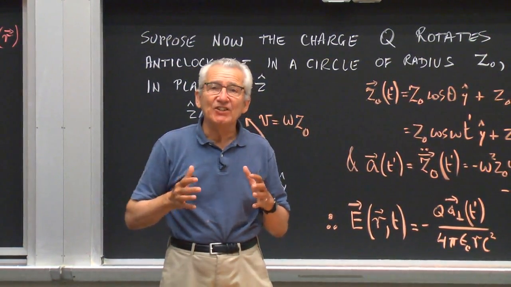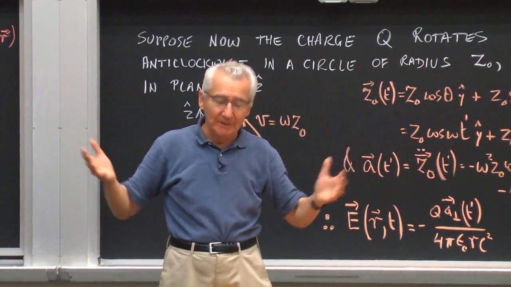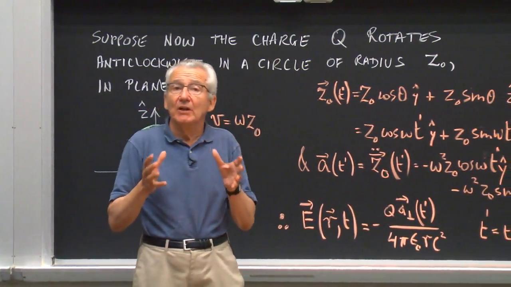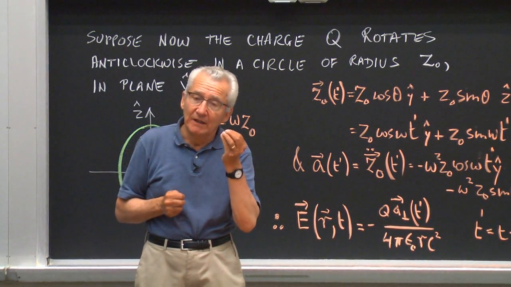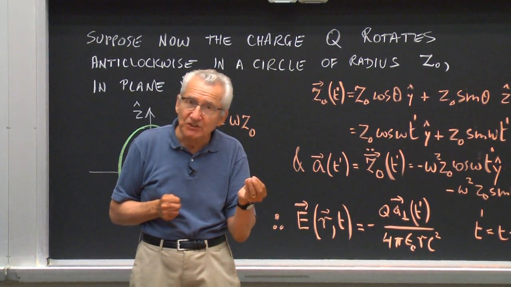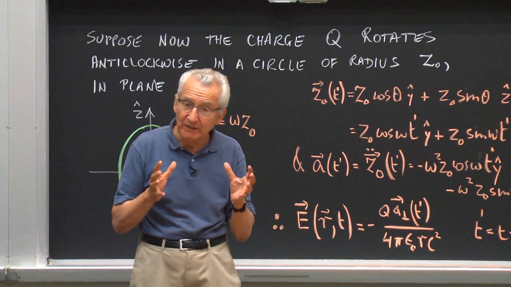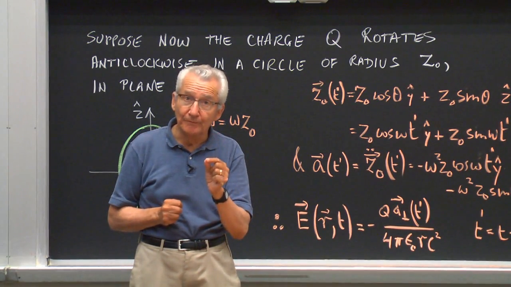What is the radiated field? What radiated electric and magnetic fields are produced? Well, go back to where I started. Charges moving with uniform velocity or static charges don't radiate, but accelerated charges do.